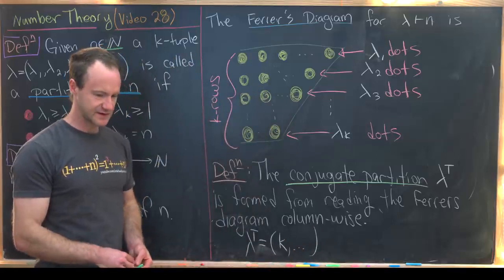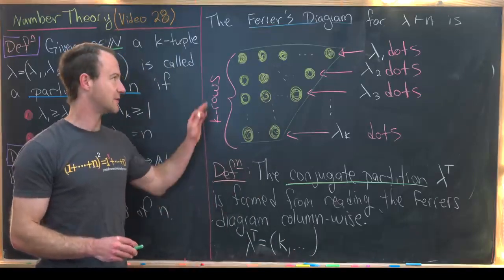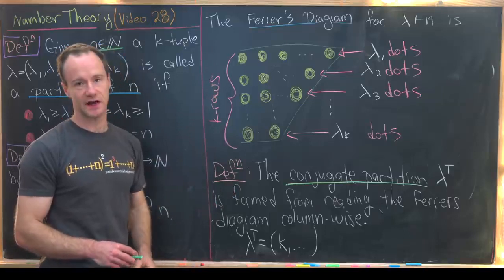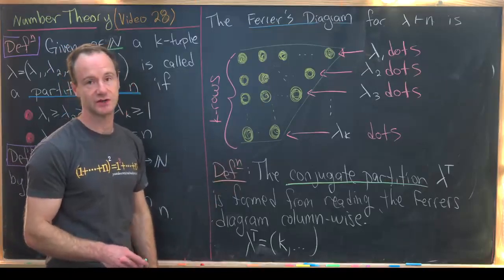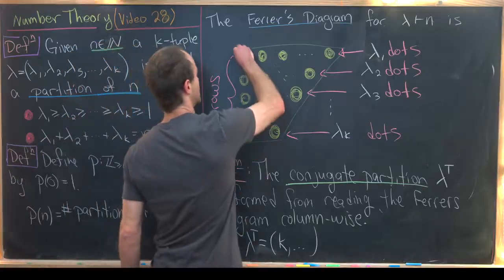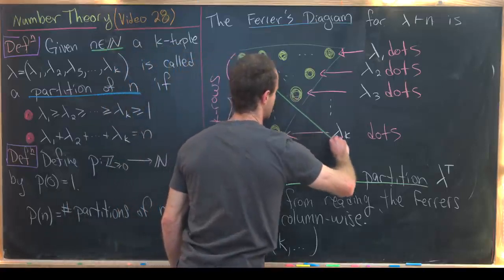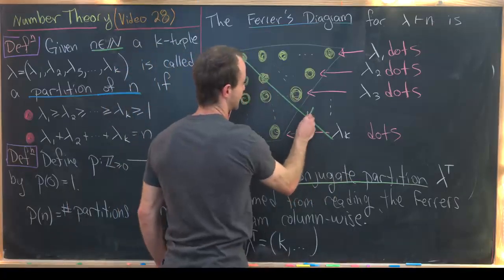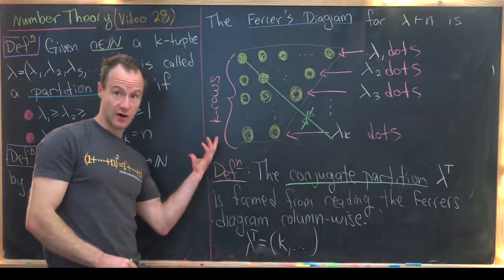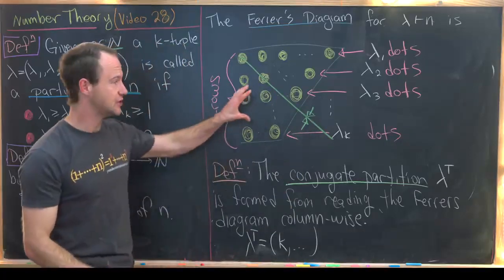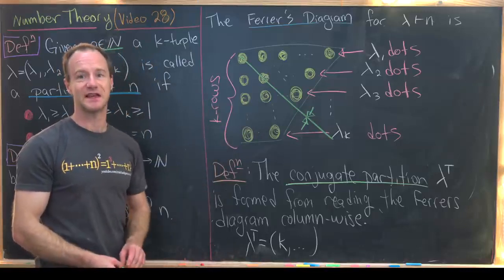Another thing that I want to notice is that there's some sort of geometric transformation that we can do to this Ferrers diagram to turn it into the Ferrers diagram for the conjugate partition. And that is we take a diagonal down these dots right here, and then we do a reflection. And that will reflect a Ferrers diagram for a partition into the Ferrers diagram for the conjugate partition. So let's see some examples of that.